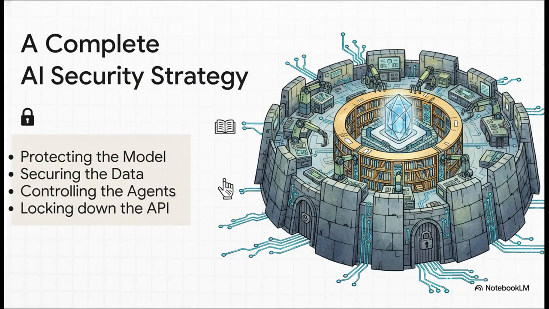So here's the bottom line. A truly secure AI system demands what we call a defense-in-depth approach. You can't just focus on one thing. You absolutely must protect the core algorithm, secure the data it uses, constrain its actions, and lock down its front door. A failure in any one of these areas can compromise the entire fortress.